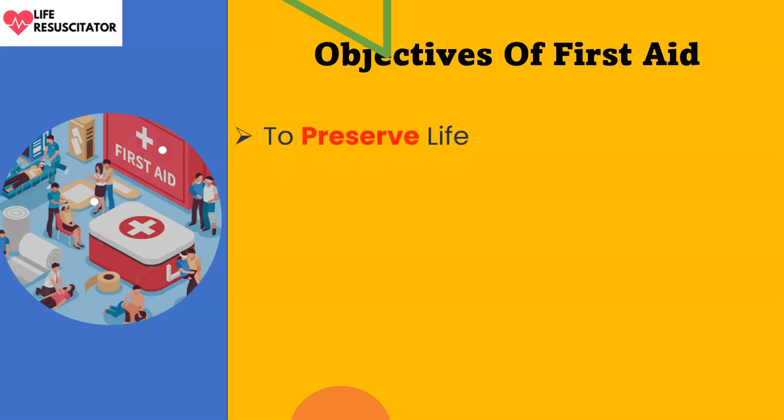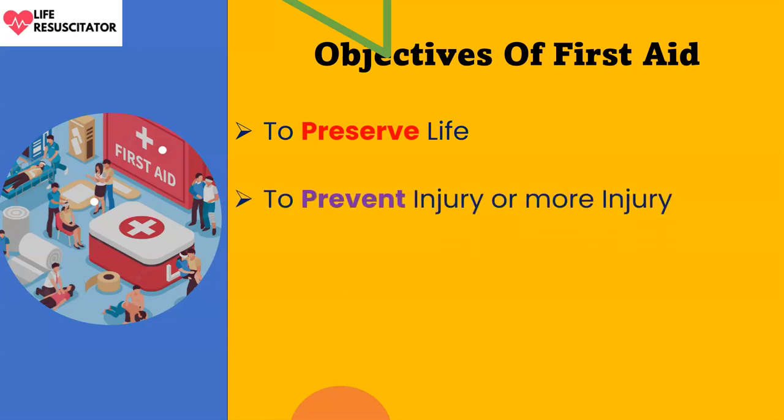Objectives of first aid: number one, to preserve life; number two, to prevent injury or more injury; and to promote recovery. So it is important to note the objectives of first aid. When you provide first aid to somebody who is sick, ill, or injured, the objective is to preserve the person's life, to prevent injury or more injury, and to promote recovery.